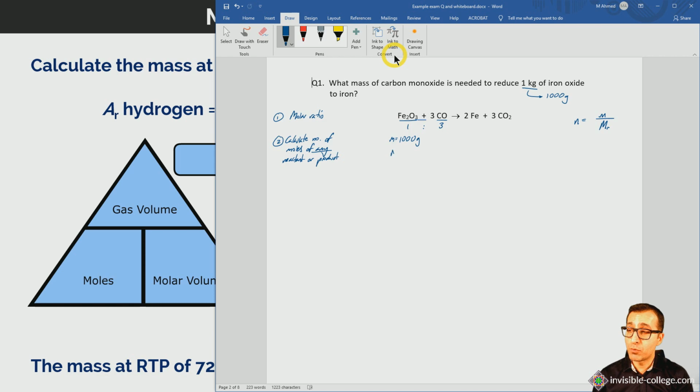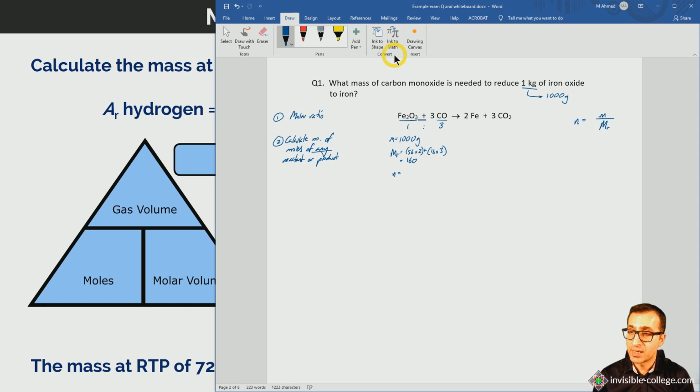And so the relative formula mass of iron oxide is going to be 56 times 2 for the 2 iron atoms, and we add this to 3 times 16 for the 3 oxygen atoms. So this gives us a total relative formula mass of 160. So we have the relative formula mass, we have the mass, we can now calculate the number of moles and take care of this second step.